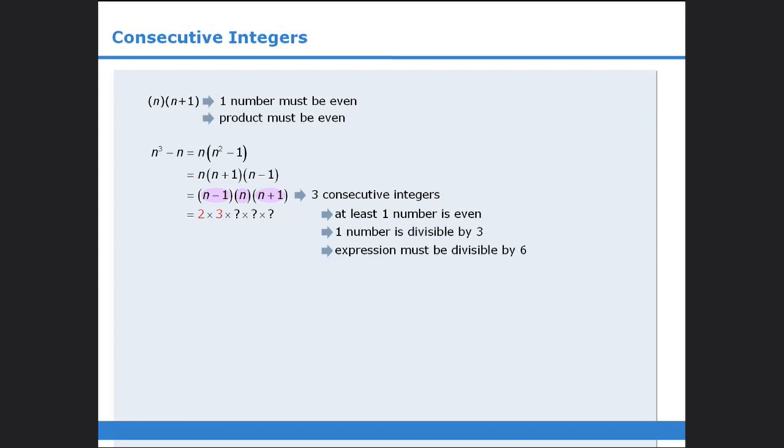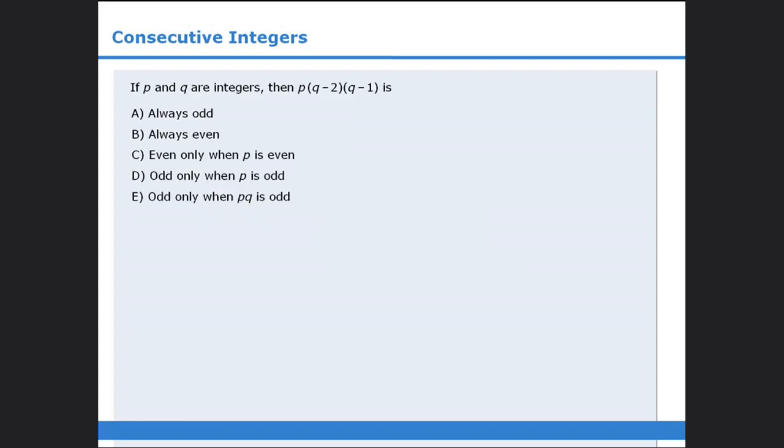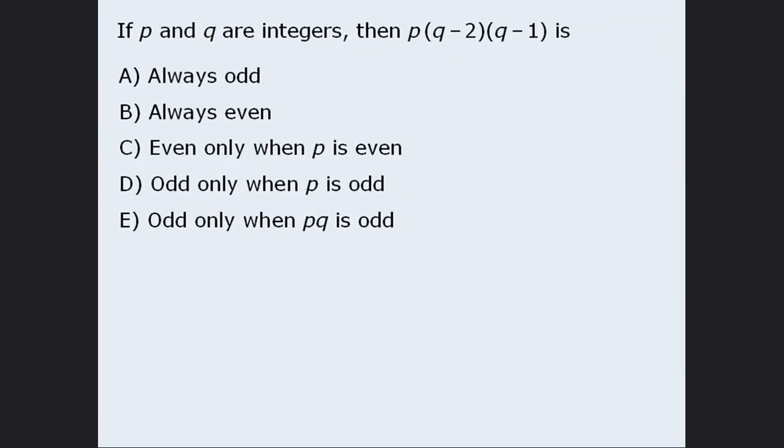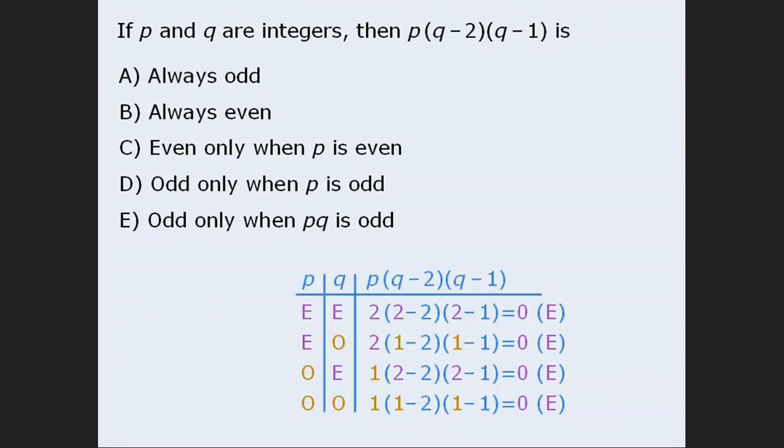So, these are some examples of the conclusions we can make if we are given a question involving consecutive numbers. Now, to finish this lesson, let's revisit a practice question that we examined earlier. When we first tackled this question, we used a table to study all of the possible cases. Here we noticed that the expression was even in all 4 cases, so we correctly chose B as our answer.